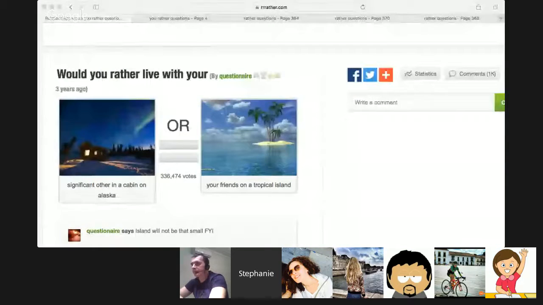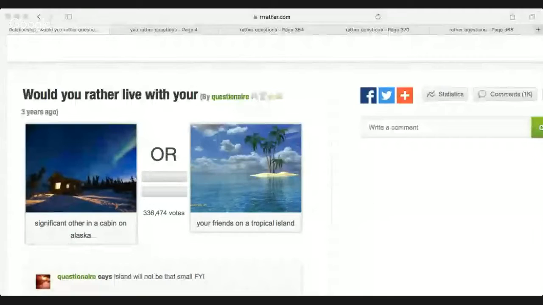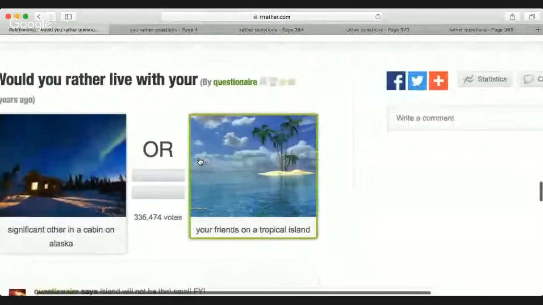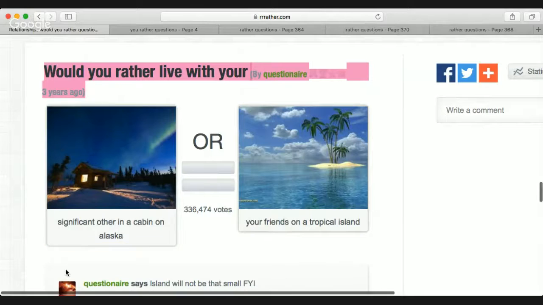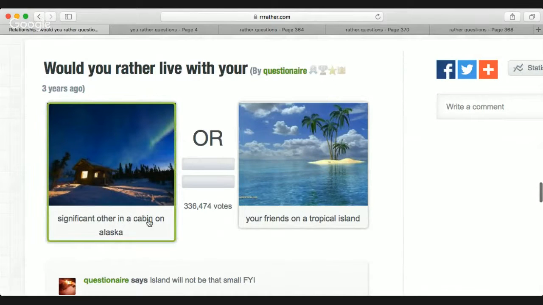We're going to start with just an easy one or a good one for everyone to see how this works. So here is our first question. The question is, would you rather, and rather means prefer in these questions, would you rather live with your significant other in a cabin in Alaska, or would you rather live with your friends on a tropical island? All right, let me just flip and find out the right answer.